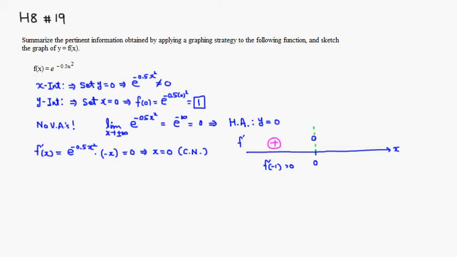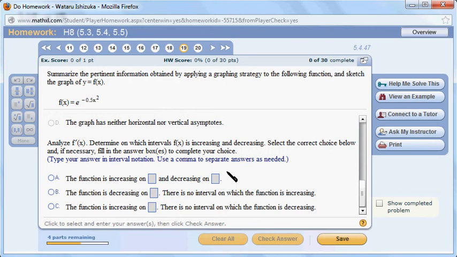Right? And if you look at f prime of, say, 1, so that's negative, that's positive, so it's going to be negative. Right? So it's going to be negative here. So we know that the original function f is increasing on the negative side, and f is decreasing on the positive side. Right? So let's type that in.